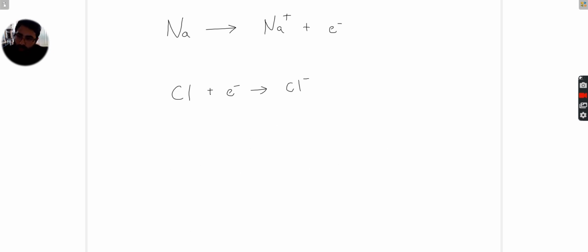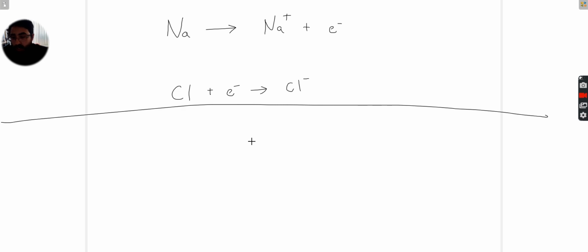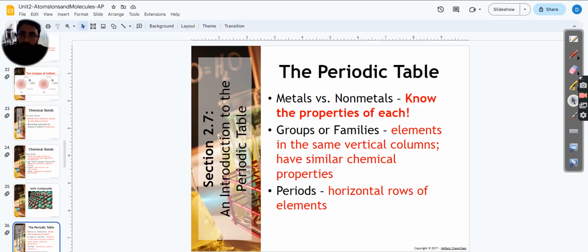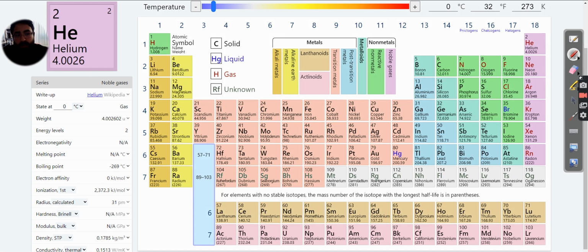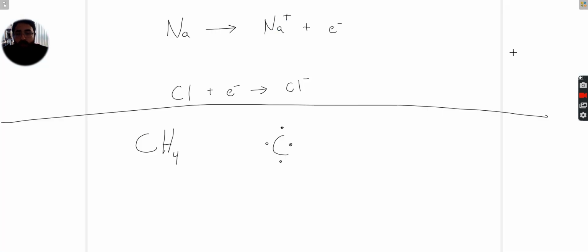However, on the other hand, the molecules. I'll use the example from the book, CH4. We're going to talk about dot diagrams later on, but carbon likes to gain 4 electrons. If we go back to the periodic table, these like to gain 1, these like to gain 2, these like to gain 3, this one likes to gain 4. So carbon wants to gain 4 electrons.